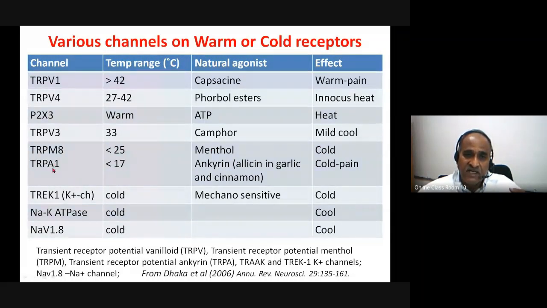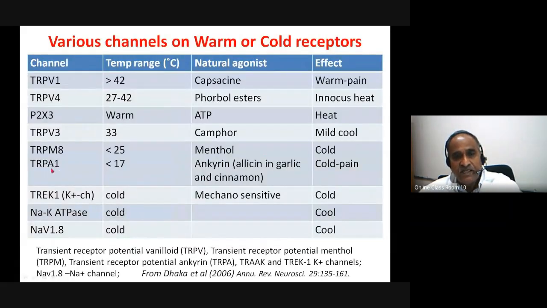TRPA1, A1 is ankyrin, TRP-ankyrin. So this ankyrin is present in garlic. In garlic, it is present as allicin, and in cinnamon also allicin is present.